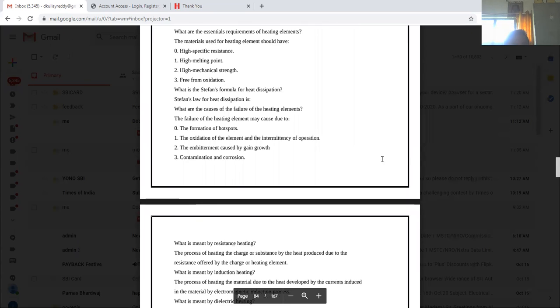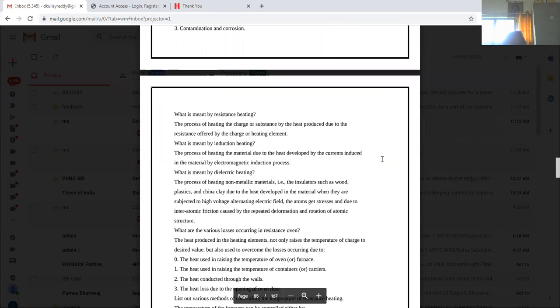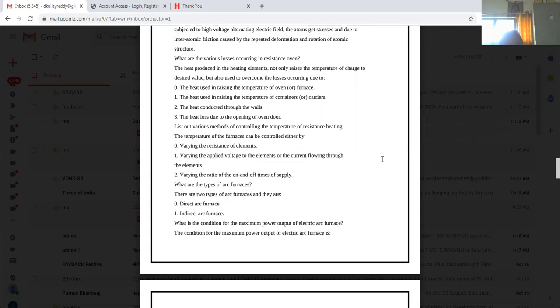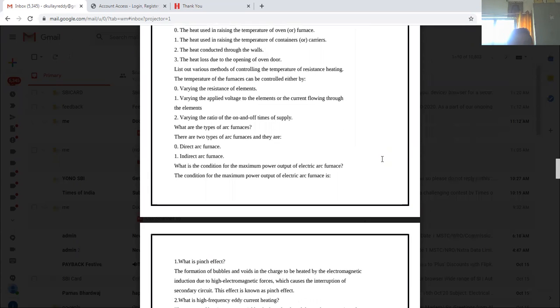What is meant by resistance heating? What is meant by arc heating and dielectric heating? What is meant by induction heating? What heating processes are there in induction heating? What heating processes are there in dielectric heating, and what are the applications of dielectric heating? These types of short answer questions are asked in the external exam.